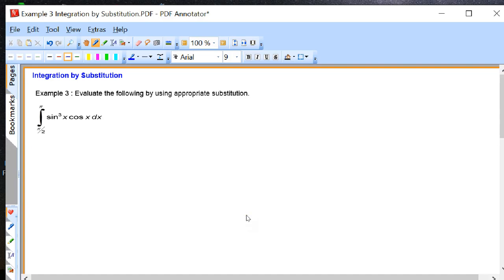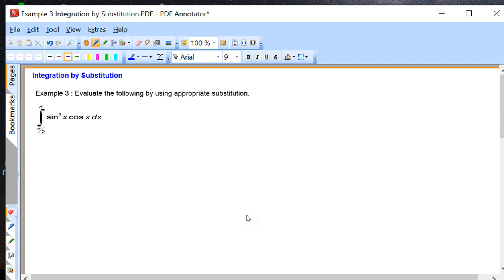In this video, you'll see an example of how to integrate a function using integration by substitution. So we have example number 3. Evaluate the following by using appropriate substitution: integrate from pi over 2 to pi sine cube x cos x dx.